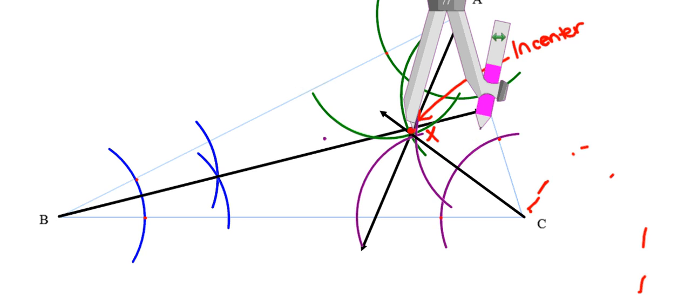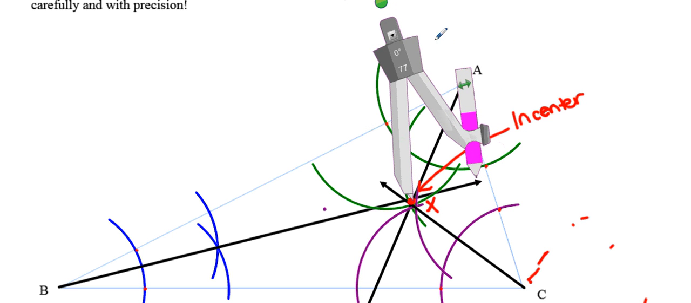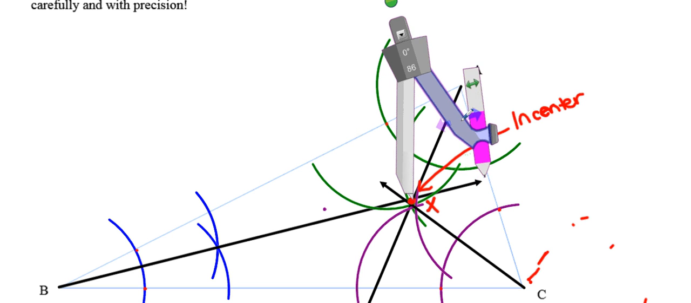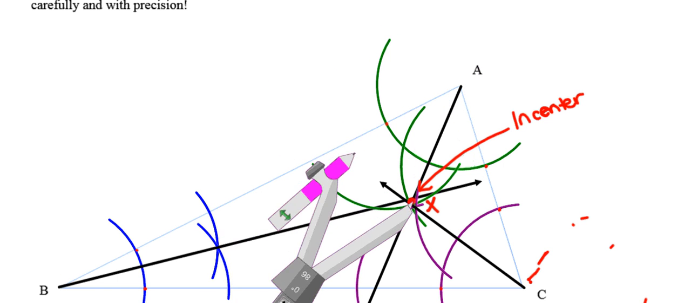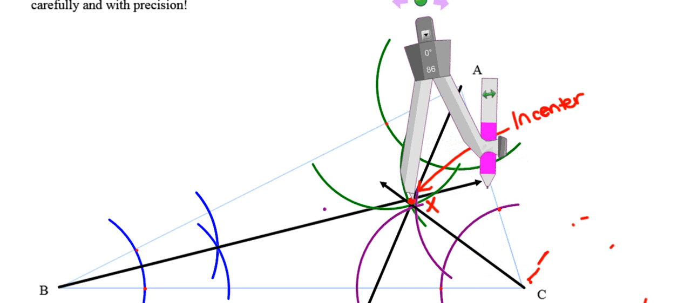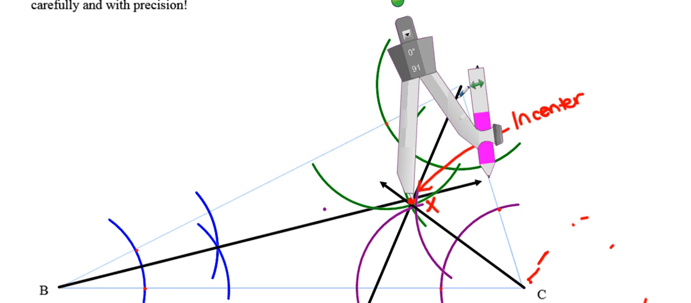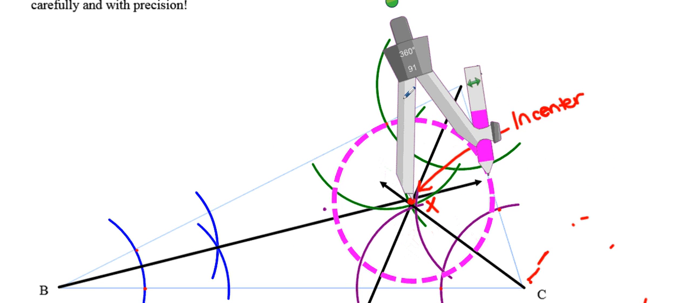So I'm going to use my compass to just measure a little bit here, and get, again, an approximate distance from that point to each side. You may have to experiment with this a little bit so that it ends up as accurate and as precise as it can. I'm going to go ahead and extend that compass setting just a wee little bit more. And then I'll go ahead and sketch my inscribed circle.